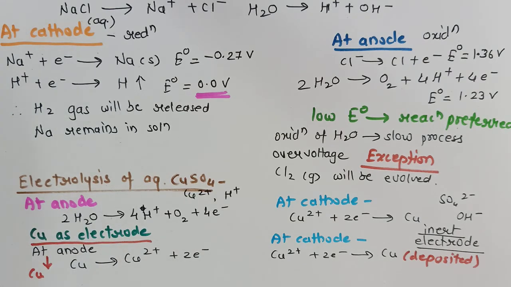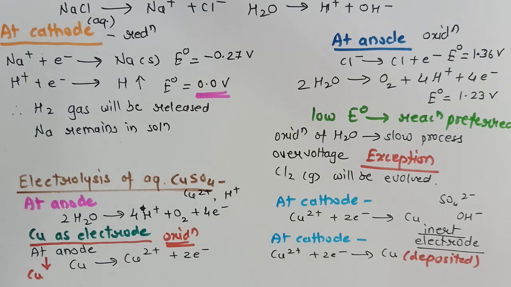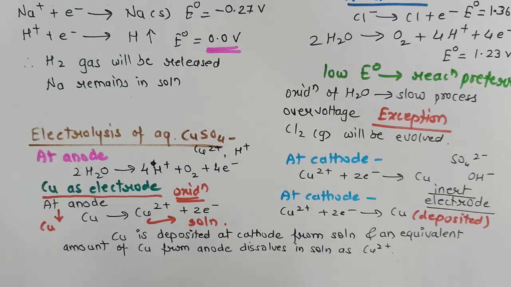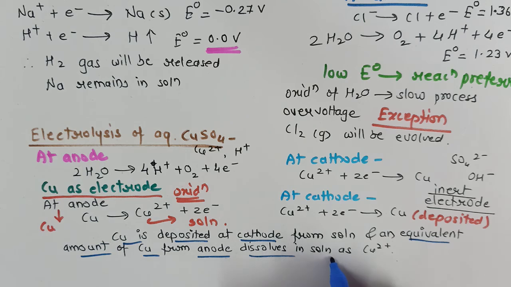Anode is made up of copper and it will participate in the reaction. It will undergo oxidation. So oxidation of copper will occur and Cu2+ will be formed. This Cu2+ goes in the solution. So what is the overall result when we are using copper as electrode during electrolysis of copper sulfate? Copper is deposited at cathode and an equivalent amount of copper from anode will dissolve in solution as Cu2+.